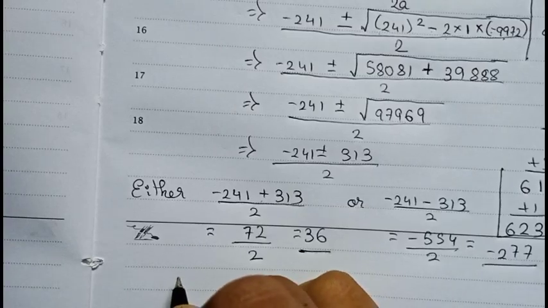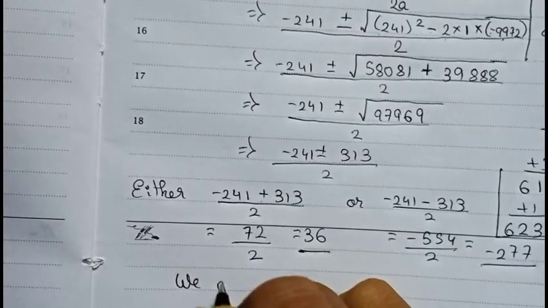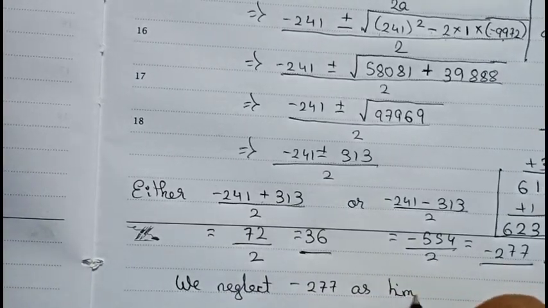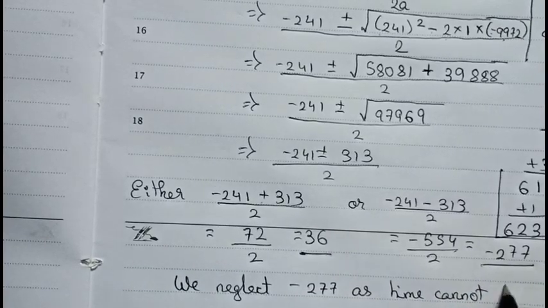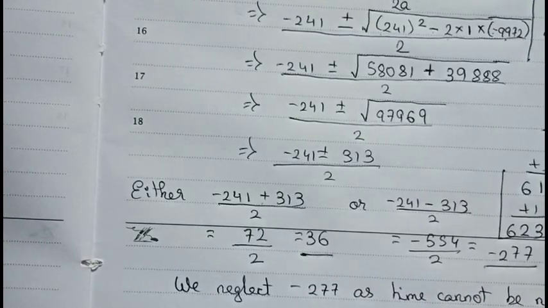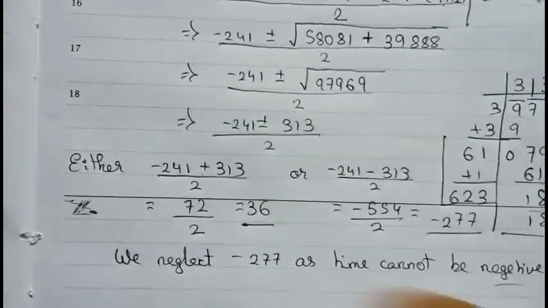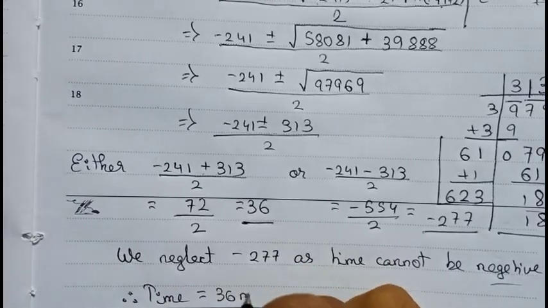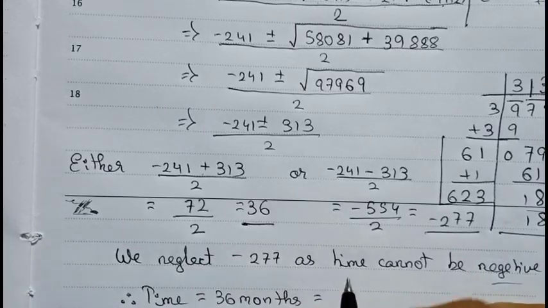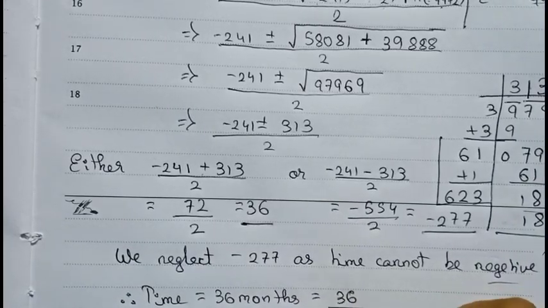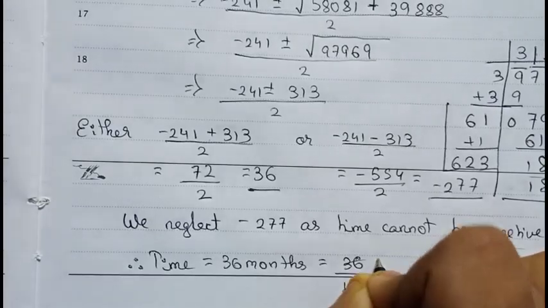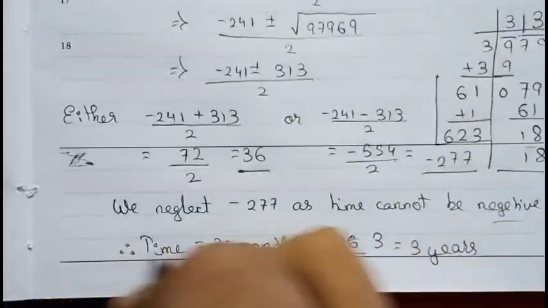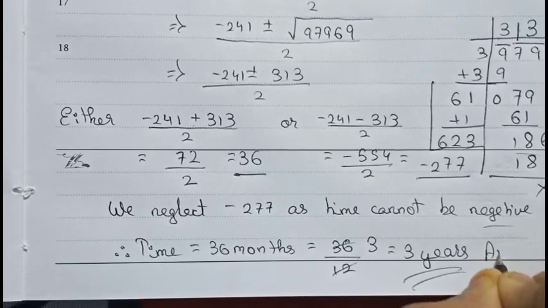So you have to write a statement like this. We neglect minus 277 as time cannot be negative. We are finding the value of time. So therefore, the time is equal to 36 months. So 36 months means 36 by 12, which is equal to 3 years. So the time period will be 3 years. So this is the final answer for this question.